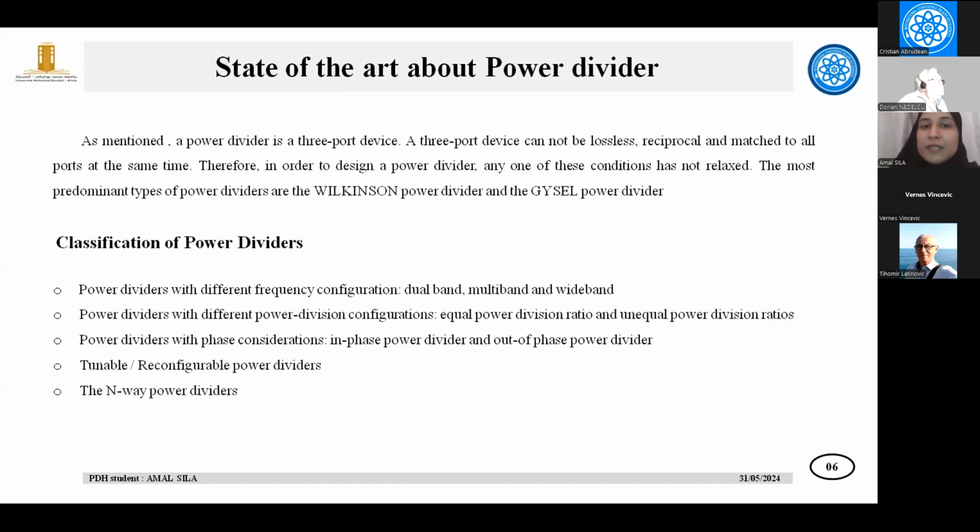Therefore, in order to design power dividers, one of these conditions has to be relaxed. The two main topologies that are widely used in power dividers are Wilkinson and GYSEL power divider.